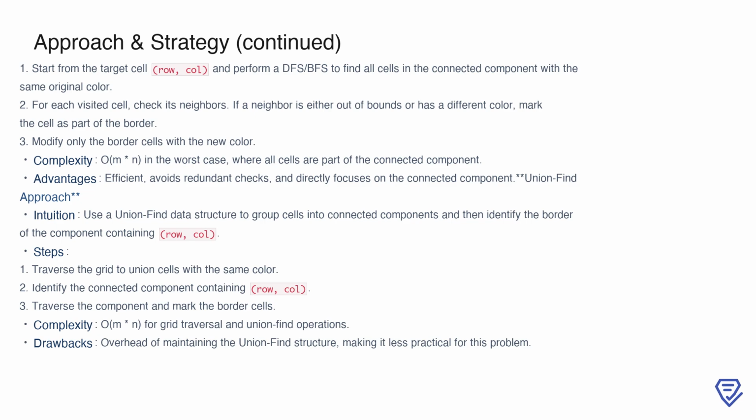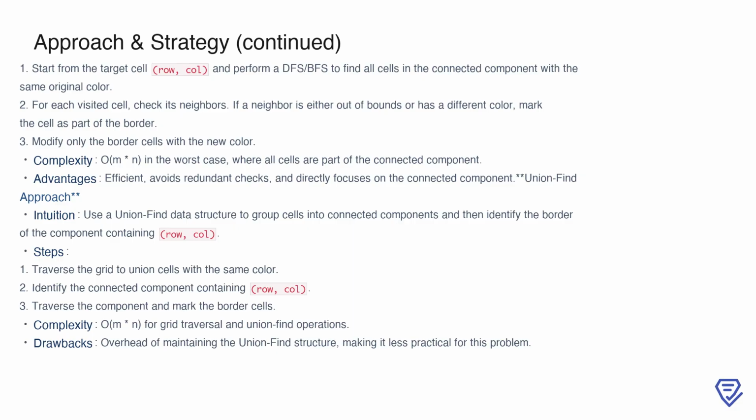If any neighbor is out of bounds or has a different color, we classify the current cell as part of the border. Once the border cells are identified, we recolor only those cells with the new color. This approach has a time complexity of O(m*n) in the worst case, where every cell might be part of the connected component. Its efficiency stems from avoiding redundant operations and focusing solely on the connected component.